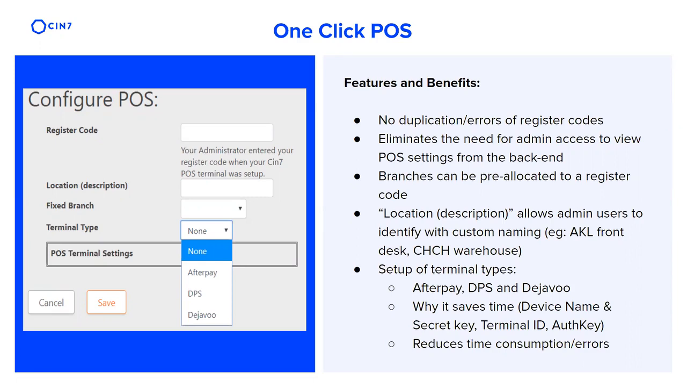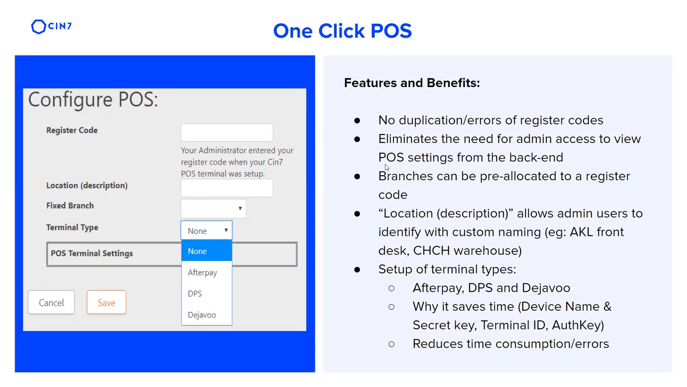If any of your staff wants to be logged in to a default branch, you can use this field to choose a specific branch. If any of your staff logs in through this register code, it will by default log them into that specific branch. We also have this location description field in one-click POS where you can specify a branch name, and this will allow the admin user to identify in which branch this register code is being used. This one-click POS can be used with payment gateways as well, like Afterpay, DPS, Deja, and even if your POS is not integrated with payment gateways, you can still use one-click POS.